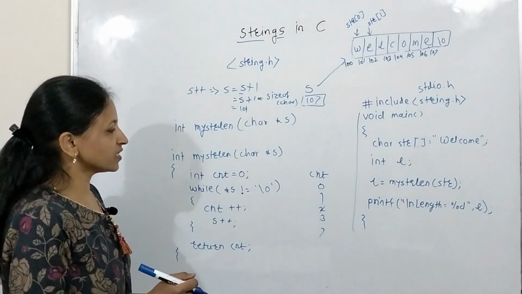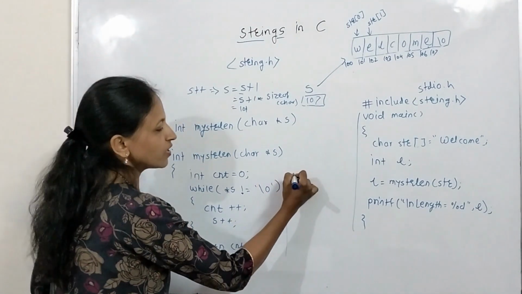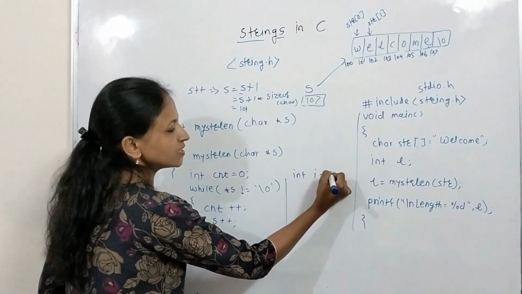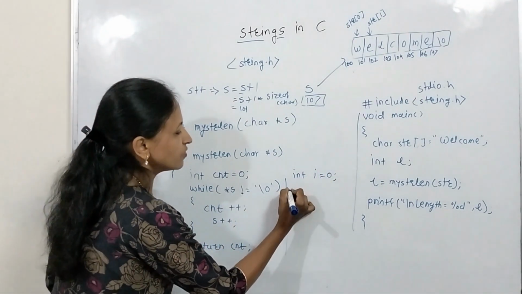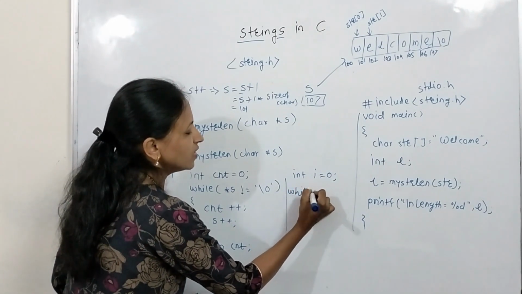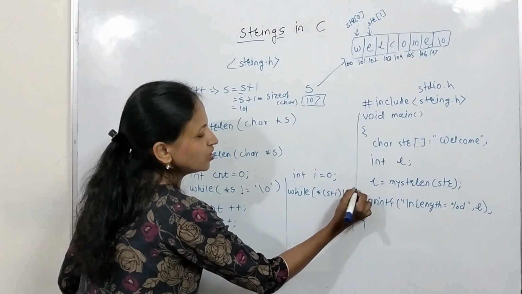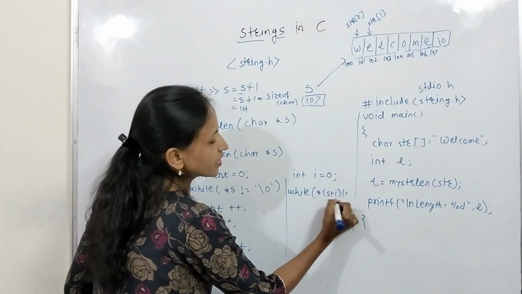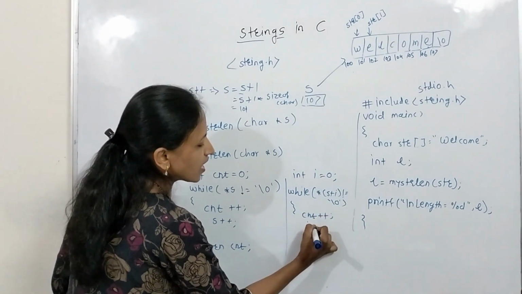Instead of this s plus plus, we can use that i counter. Means we will do like this. See, instead of that we can write code like this. Here we have to declare one more integer variable. Let it is initially it should be 0, and here instead of star s we will write like this, while star s plus i not equal to /0. In that way also we can do the same thing, cnt plus plus and then i plus plus.